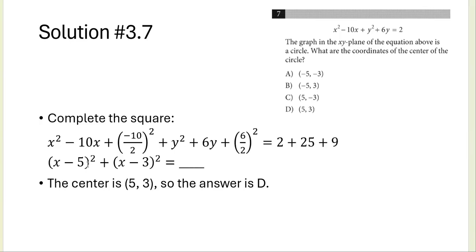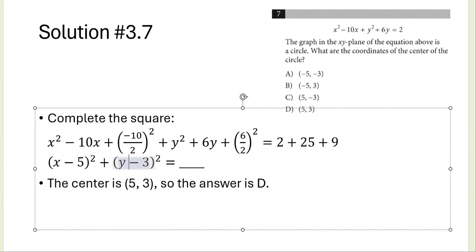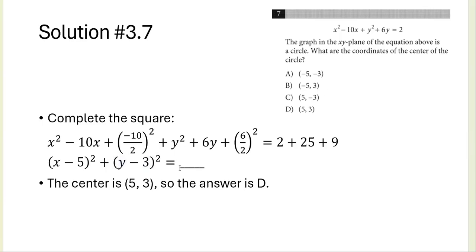So the center of the circle is this (h, k), remember? So x minus h squared plus, so this should be a y, I don't know what happened, y minus k squared is equal to the radius squared. So the center is (5, 3). The answer is D.